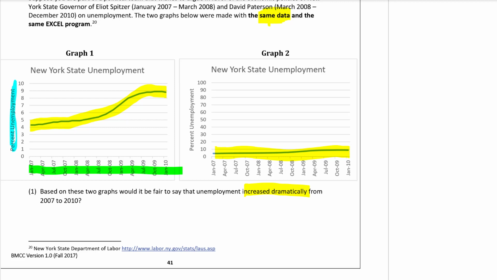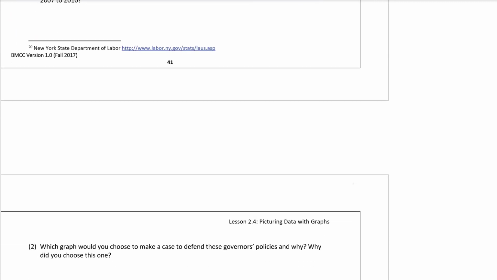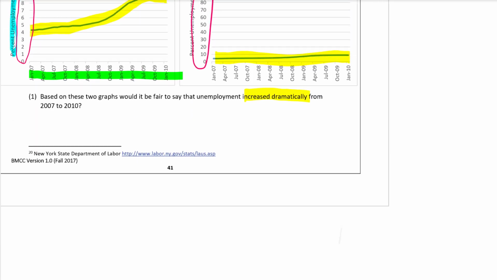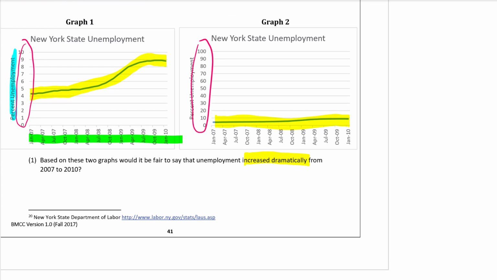So how can it be explained that you're using the same data, but one is showing an increase and the other one is showing that it's remaining flat? And you probably noticed that the difference is the scale. Here the scale goes up by 1, while here the scale goes up by 10. It's the same information, but the graphs are displayed absolutely differently because of the scale.